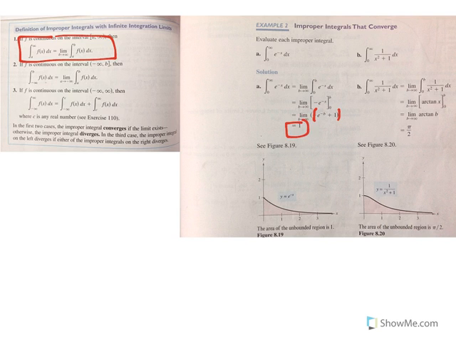So when you do that, you get a number here. You get a number here as well. So the limit exists and the improper integral converges. You're using the arctangent rule to find the antiderivative here.